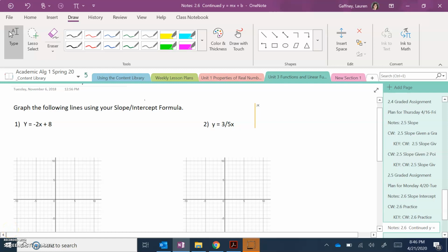All right, guys, this is the second part of 2.6. The first part I had pushed out for Monday and Tuesday was on slope-intercept form. We're just going to go one step further and add on to that. Okay, so it says graph the following lines using slope-intercept form.